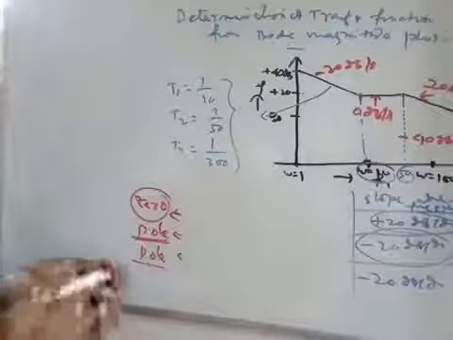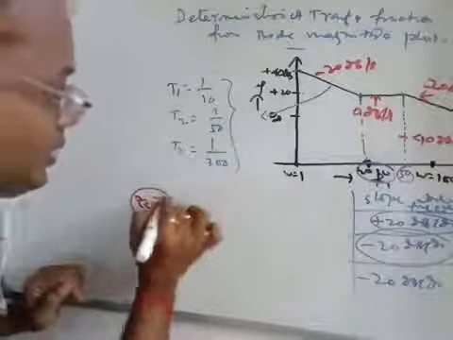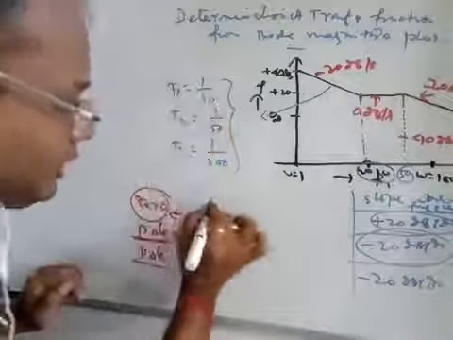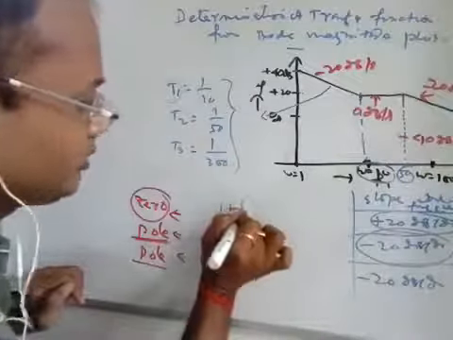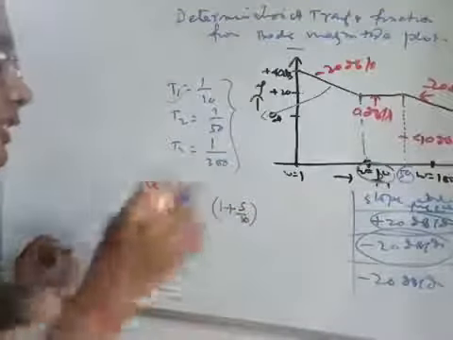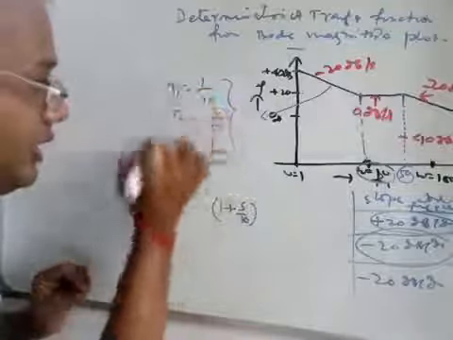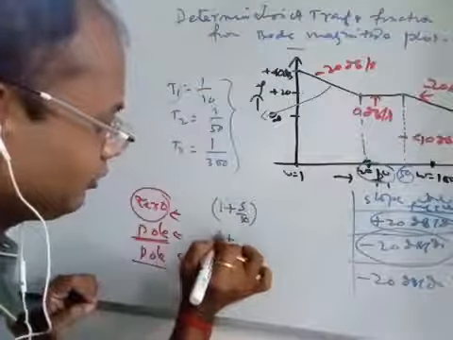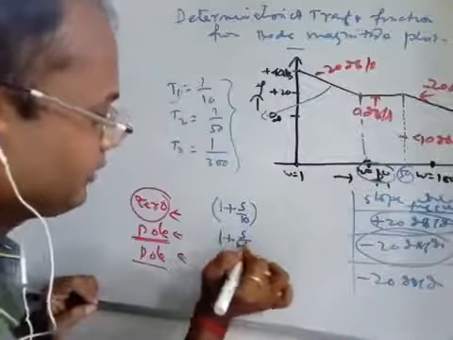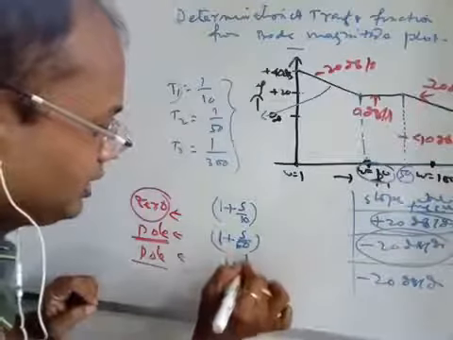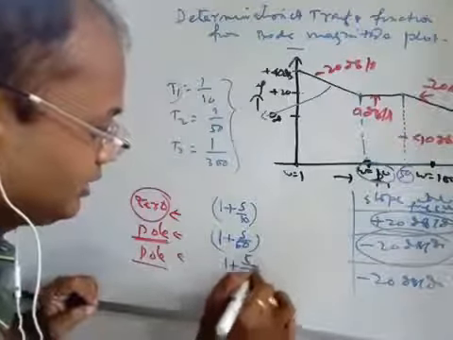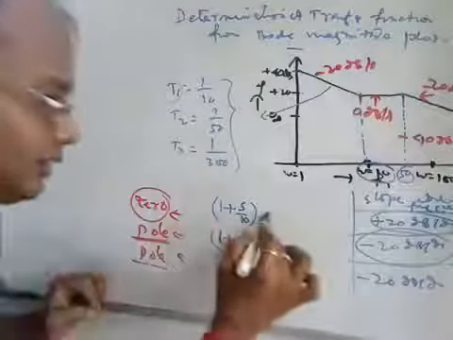Now the thing is that corresponding to T1, which was 1 by 10, the factor is 1 plus s by 10. That is, the factor corresponding to this is 1 plus s by T. Next, this will give you a factor of 1 plus s by 50, and next 1 plus s by 300. Now see.